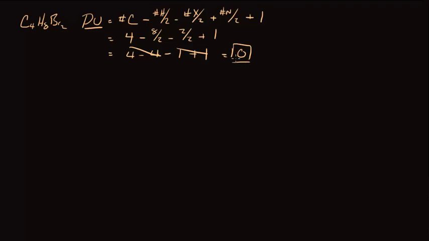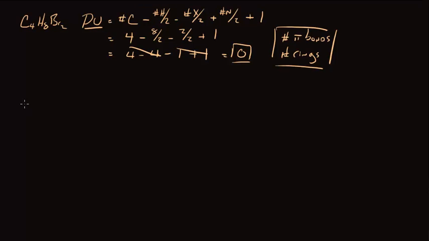Just to remind everyone what this means real quick, the degree of unsaturation of a molecule basically tells you the number of pi bonds in the molecule or the number of rings in the molecule. So because this molecule has a degree of unsaturation of 0, this is telling us that we don't have any pi bonds, and we also don't have any rings in our structure. So it's a linear, very simple molecule.